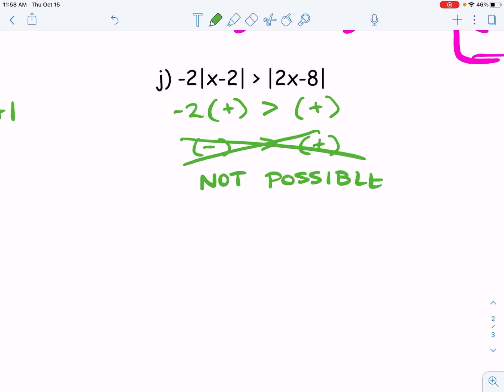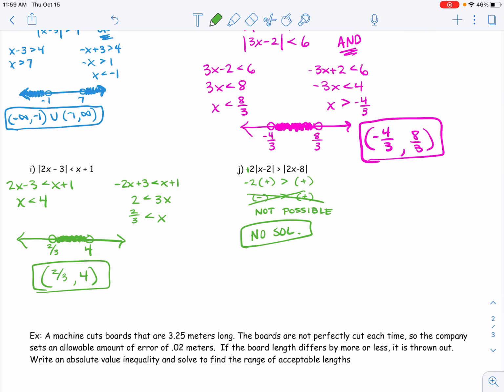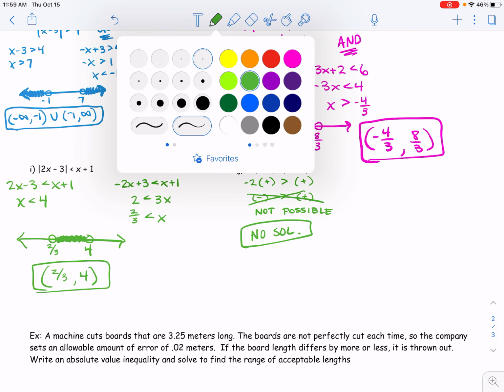Therefore, no solution. Now, if this would have been a positive 2, then I would have created my equations, graphed a number line and checked it, et cetera. But my absolute value is always going to be greater than or equal to 0. Negative 2 times a positive number is going to be a negative number, and a negative is never going to be greater than a positive. So this is not possible, so no solution. All right, keep your eyes peeled for those situations, guys.